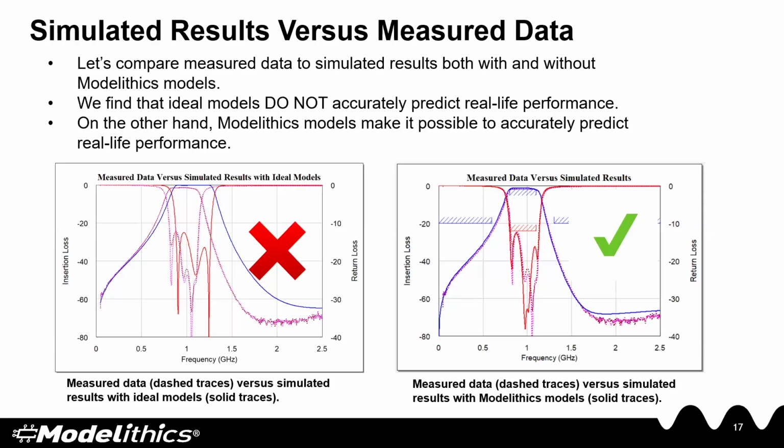And if you look at that graph, you see how the simulated results don't agree with the measured data. And that's because we are using insufficient models, so we're not able to accurately predict the real-life performance. The graph on the right compares the measured data with the simulated results when using Modelithics models for all components. And now you can see how the simulated results do agree with the measured data. And that's a result of using the Modelithics models within AWR to accurately predict the real-life performance.